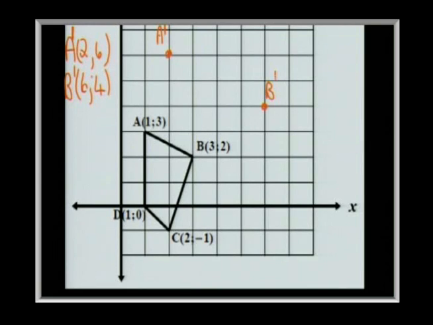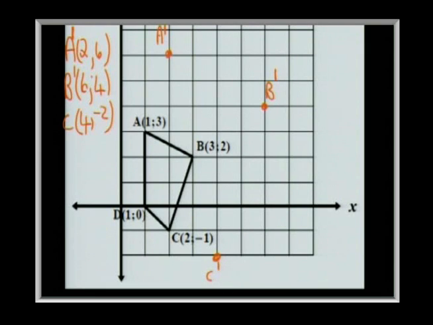Call it B prime. Moving on to C, C will become 2 times 2, which is now 4, and negative 1 times 2, which is negative 2. Again, I'm going to put it on my graph, and that will be over here, C prime. I'm not going to put the coordinate in because I've already written it on the side.